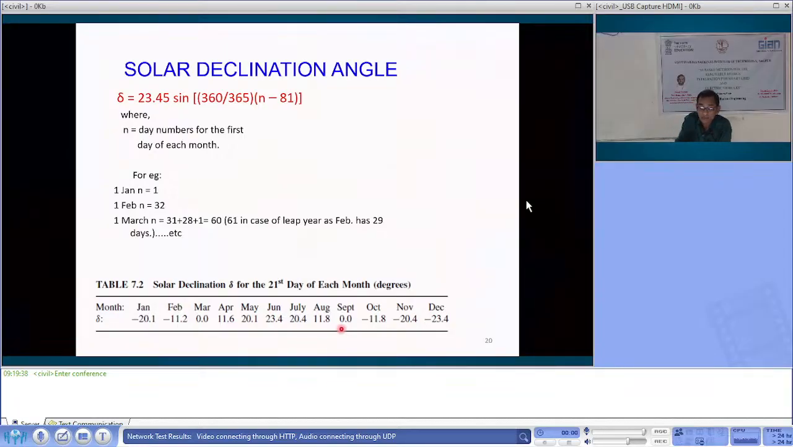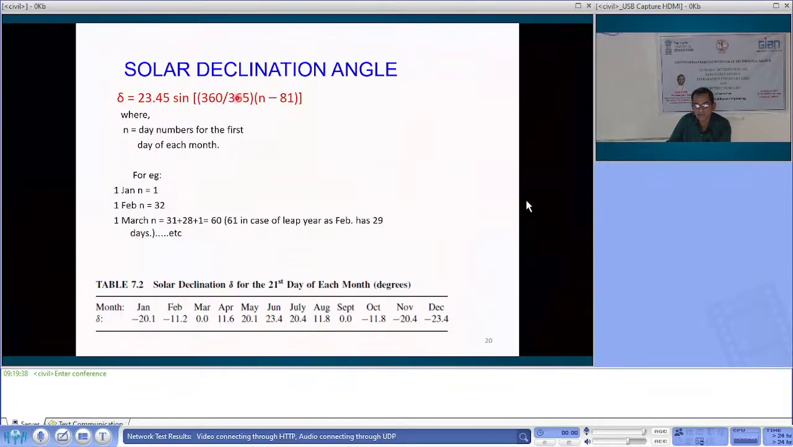So what they have given here is that for January 1, n equals 1, and for February 1, n equals 32. But if it is a leap year, then we have to consider this: for January it is 31, for February otherwise it's 28, and only for a leap year 1 will be added to make 29, and for 1st March. Accordingly, the day number is decided, and that you use as n in the formula. That is the only variable that is required.